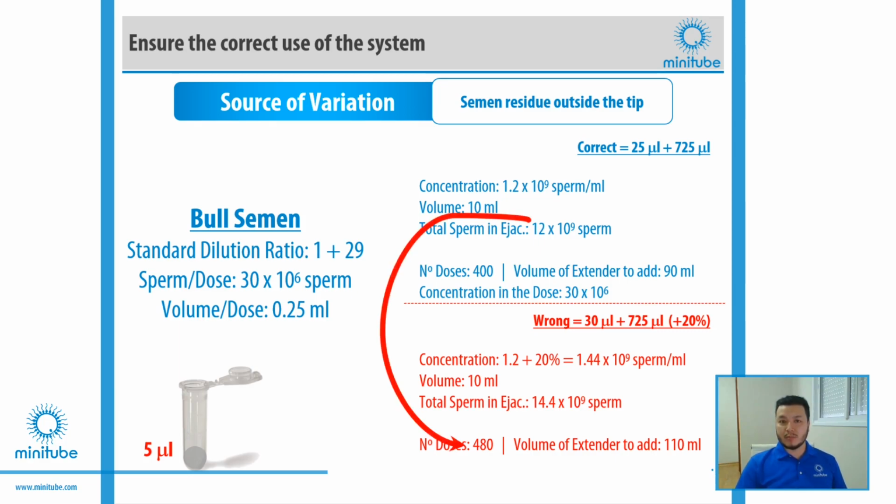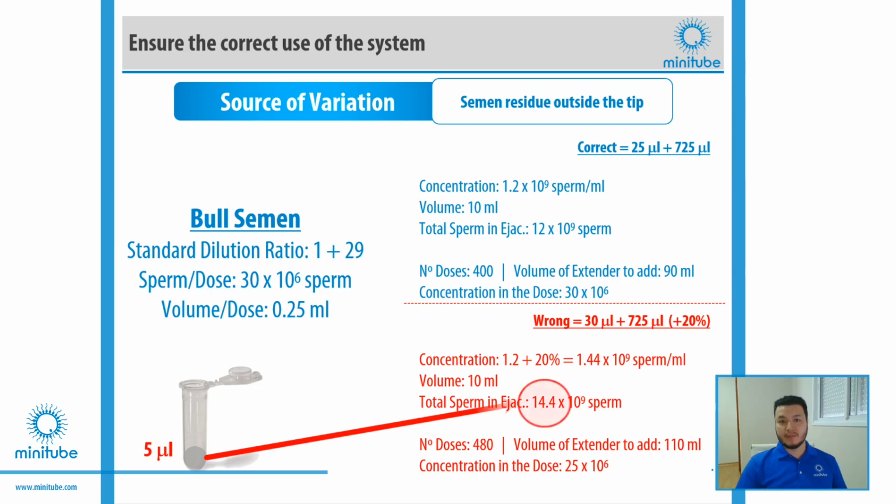Look, we are wrongly processing 480 doses, whereas we have, in fact, only 12 billion total sperm in this ejaculate. This error would end up causing a reduction in the sperm concentration per dose. So yeah, this drop represents, in this example, 2.4 billion more total sperm in this ejaculate, 18 more produced doses, and 5 million less sperm per dose. Hence the importance of the sample preparation.